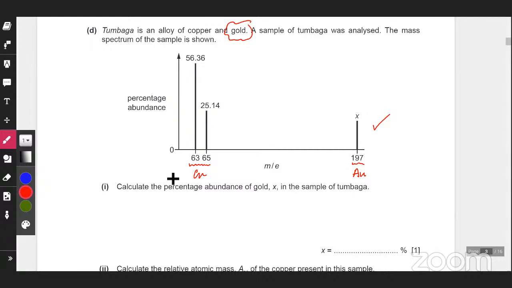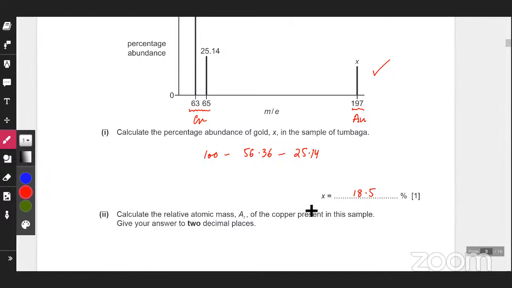Collectively, the sample was analyzed. So this is 56.36%, one of the isotopes of copper, and the other is 25.14%. So what is the percentage of gold? Together they should all equal 100%. So I take 100 and subtract 56.36 from it, and subtract 25.14 from it, and I get 18.5%. Make sure somebody tries this on their calculator as well.